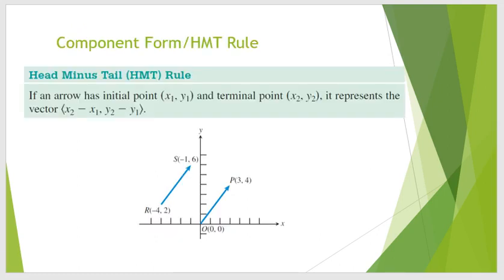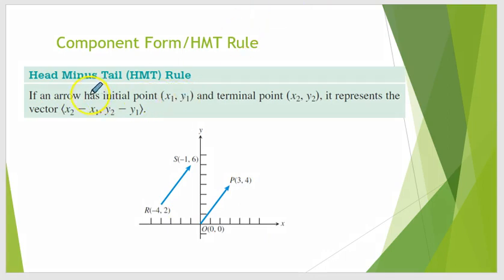So now we'll look at how to find the component form of a vector, and this is often referred to as the head minus tail rule. If we don't have the information for the angle and the length of the vector, and instead they've given us the location of the starting point and the ending or terminal point, then we need to be able to describe the vector in that component form. That's describing the horizontal and vertical motion.